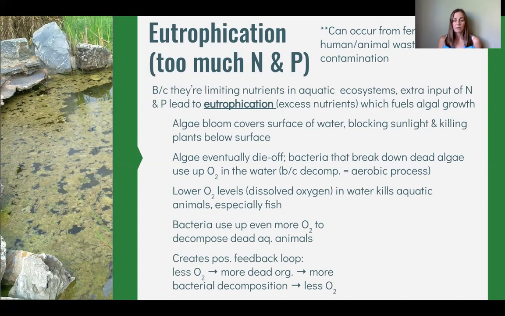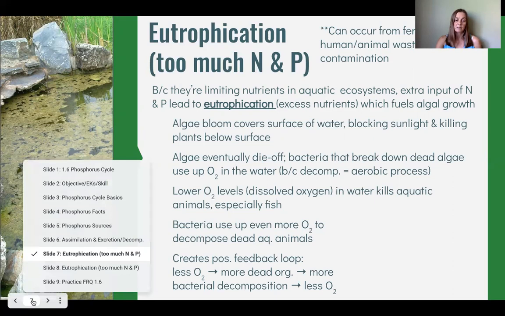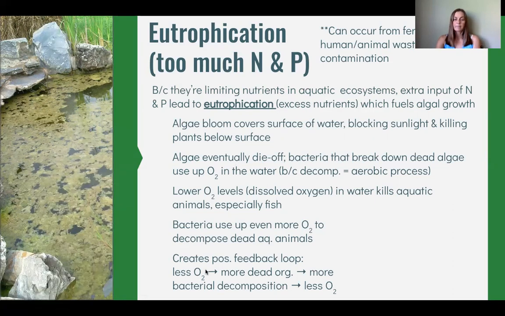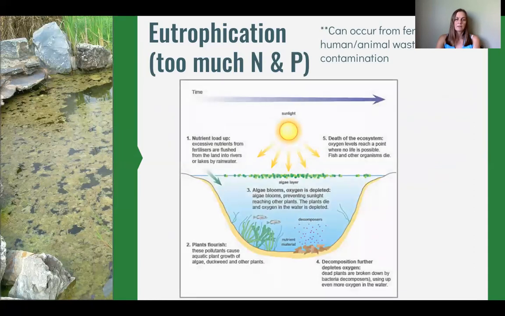And this is how we create what we call dead zones. And dead zones are areas of a body of water where there is little or no life because of the eutrophication. So here's an example. We have this algal layer and it's going to block out the sunlight. Oxygen in the water is going to be depleted. Decomposition is going to further deplete the oxygen, and oxygen levels reach a point where no life is possible.